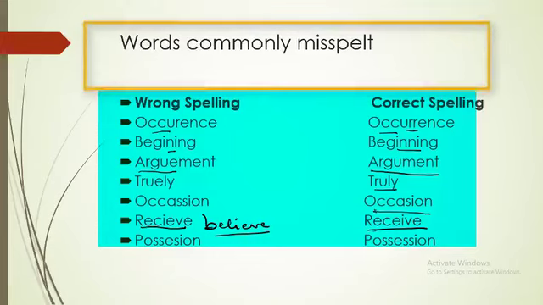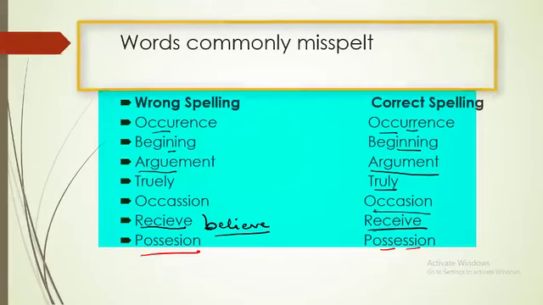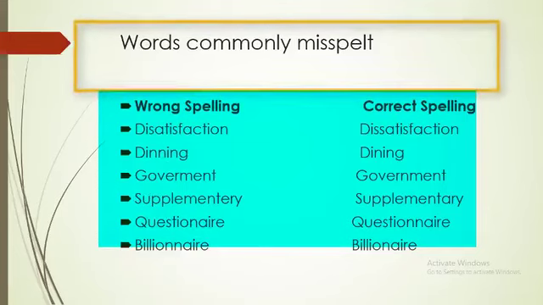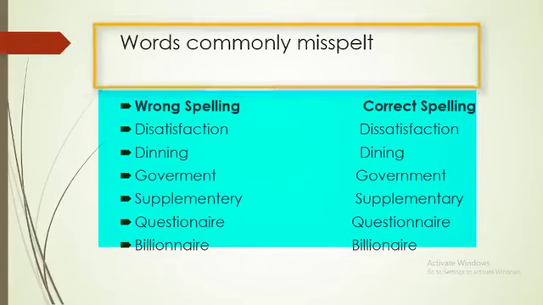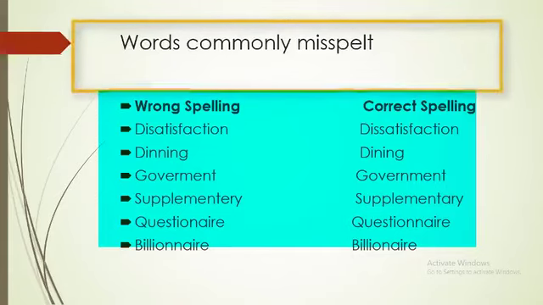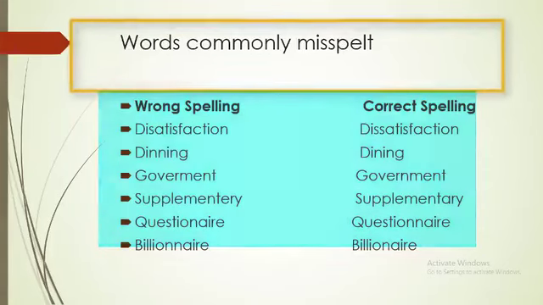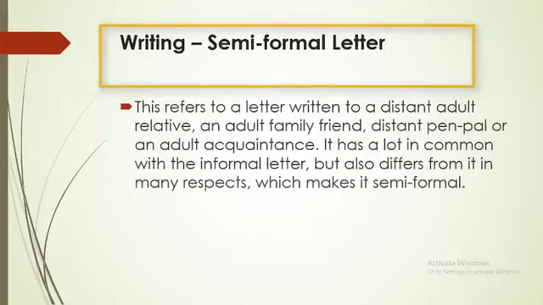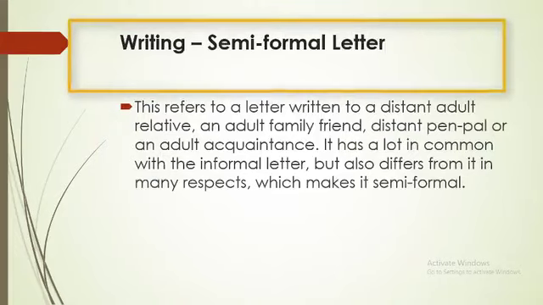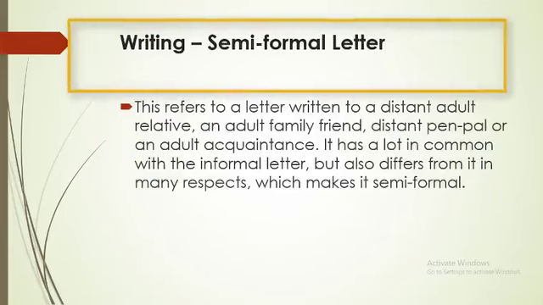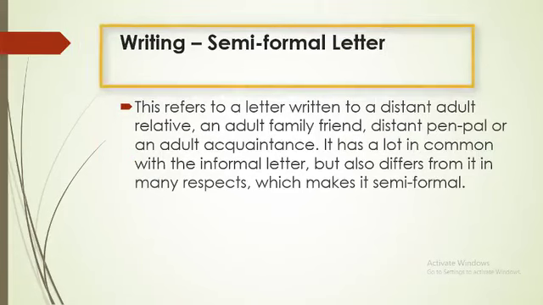Alright? Then we have possession. Possession is double S. Okay, double S twice. Okay, possess. Then we have dissatisfaction, double S. Dining, single N. Government, not government, government. Then we have supplementary, questionnaire, billionaire. So practice would help you improve your efficiency and also your vocabulary spellings.